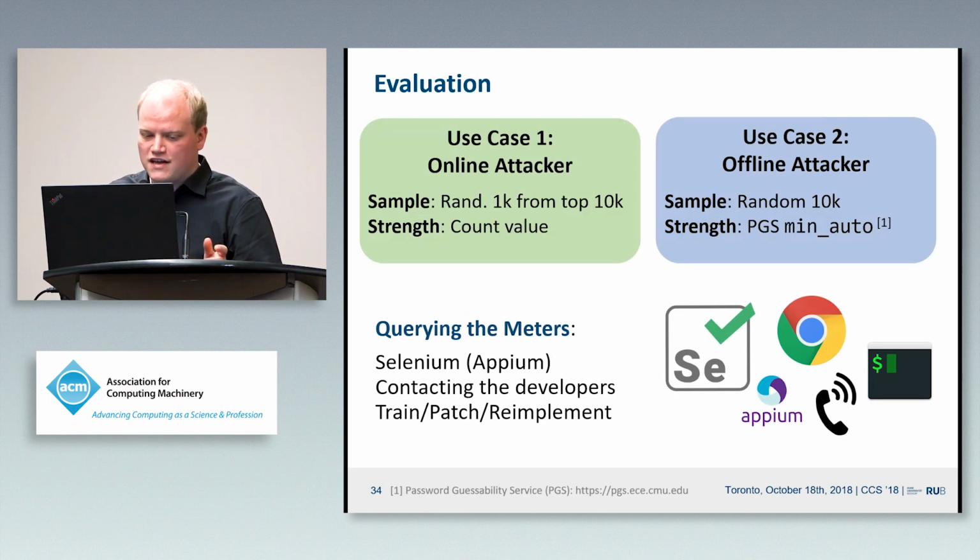In our evaluation, we considered 2 use cases, the online attacker and the offline attacker. For the online attacker, we took a random sample of 1,000 passwords from the top 10,000 passwords of one of the 3 data sets that you have just seen. And as a strength estimate, we used the count value. That is the frequency, how often the password occurred in this. And for the offline use case, we took a random sample of 10,000 passwords and used the password guessability service run by CMU to get strength estimates for those as a ground truth or reference.